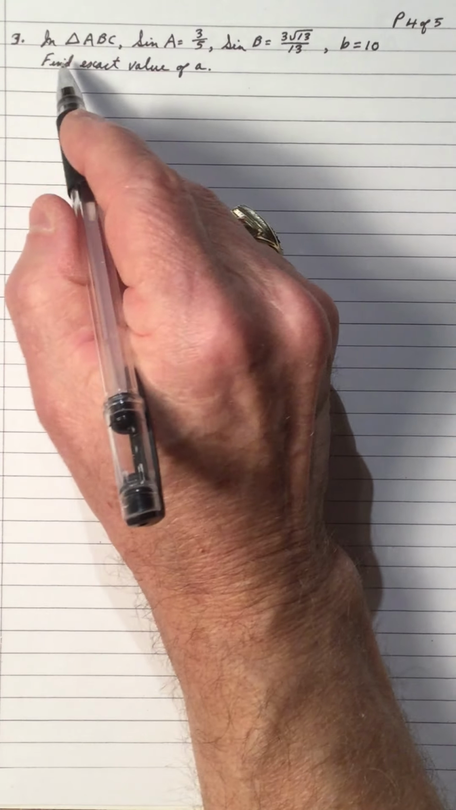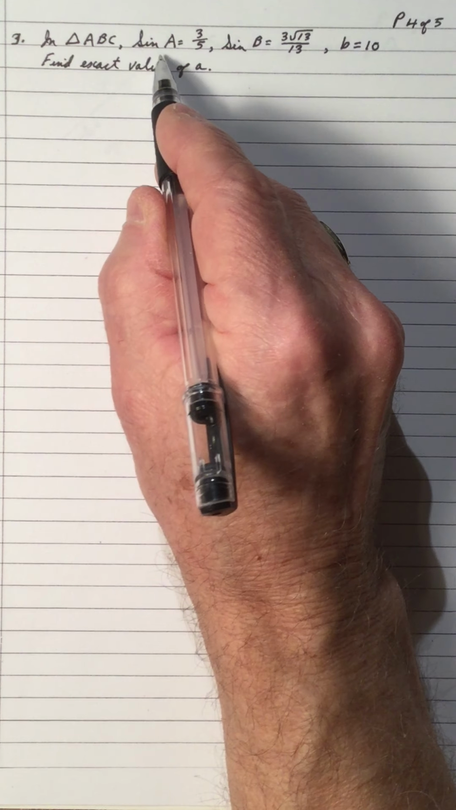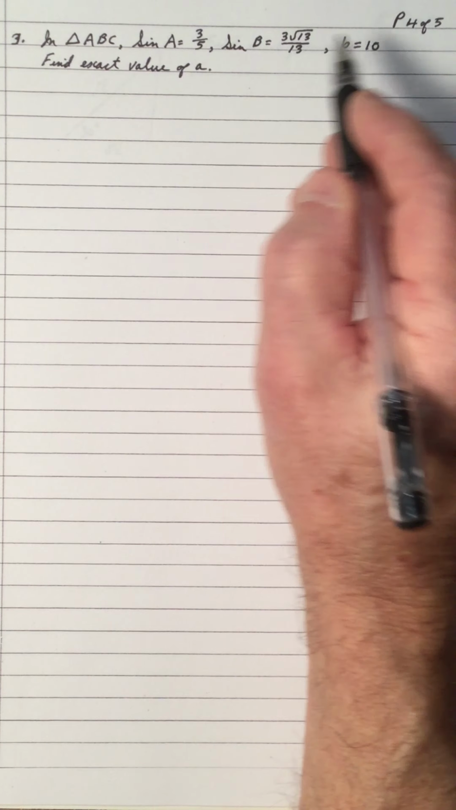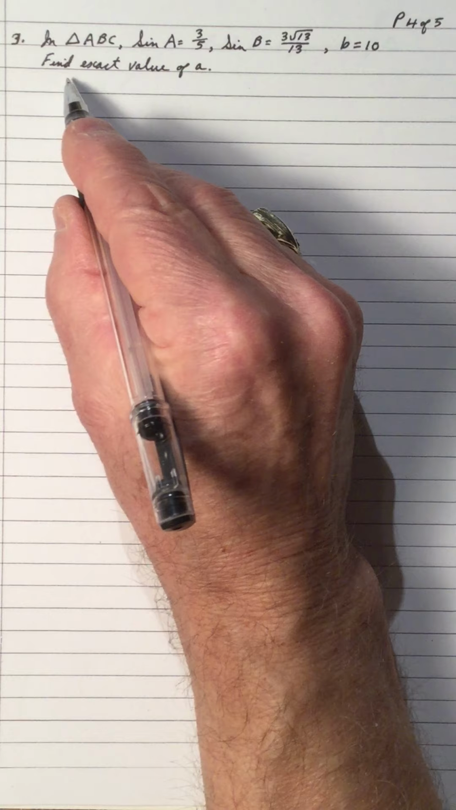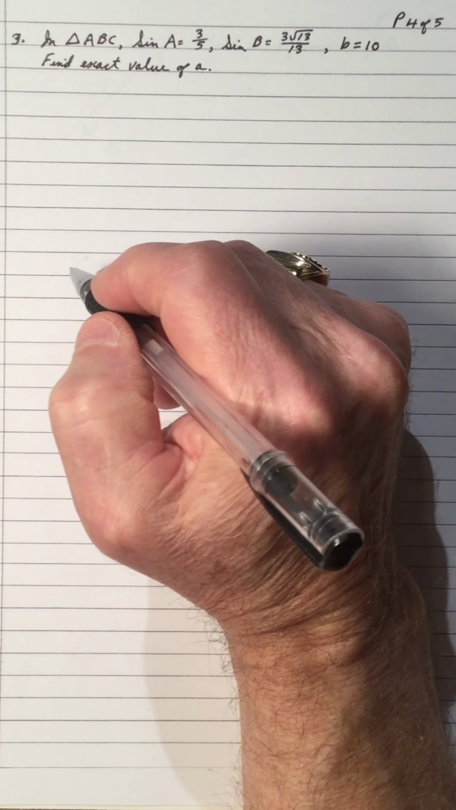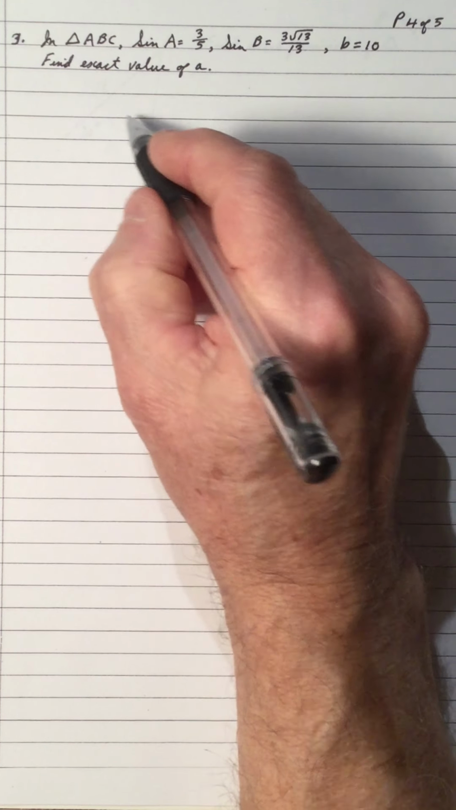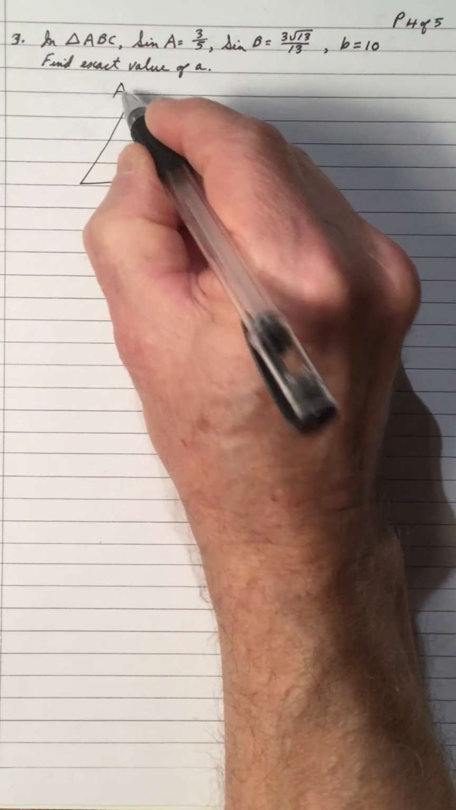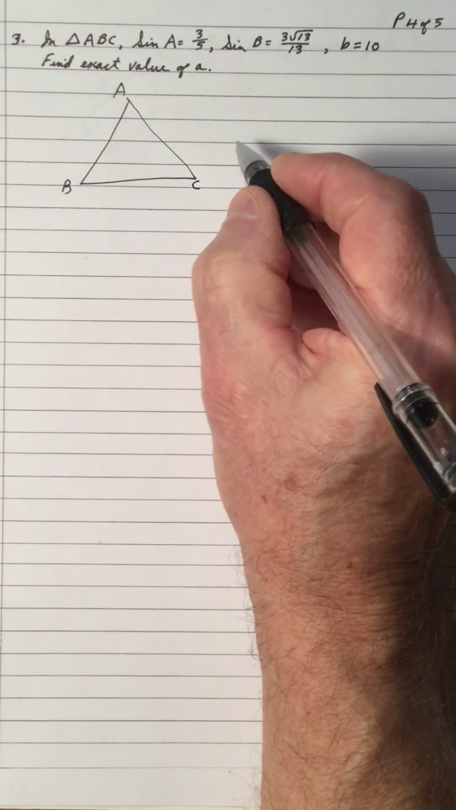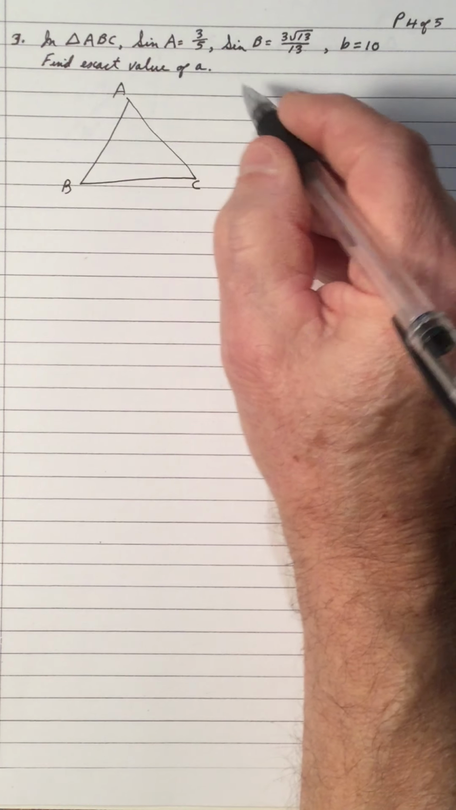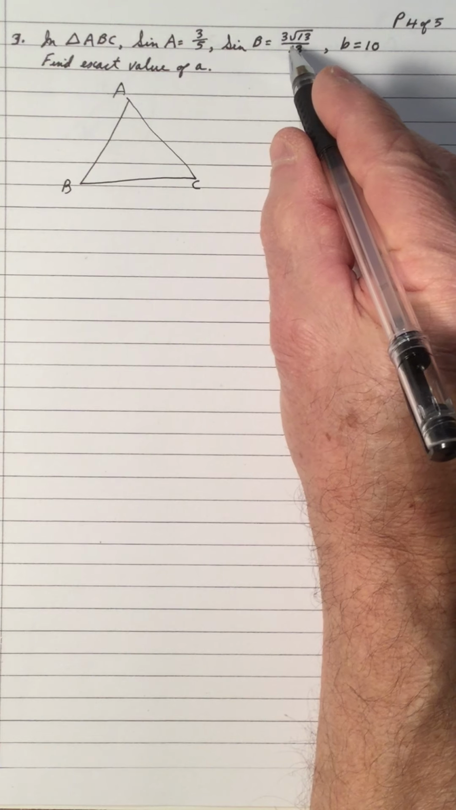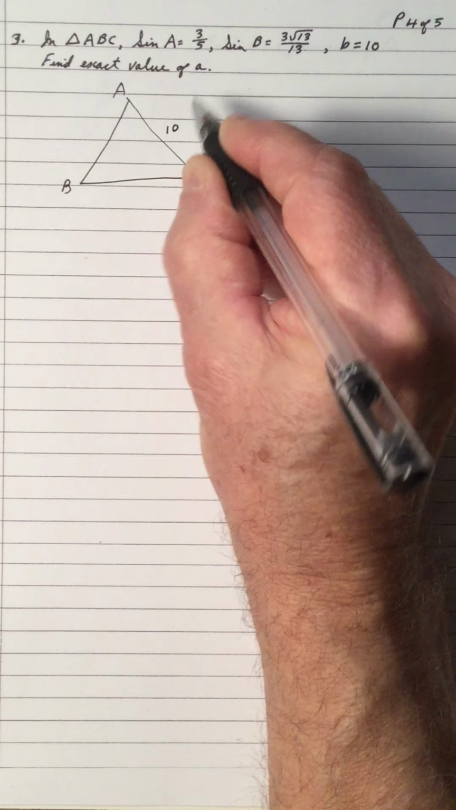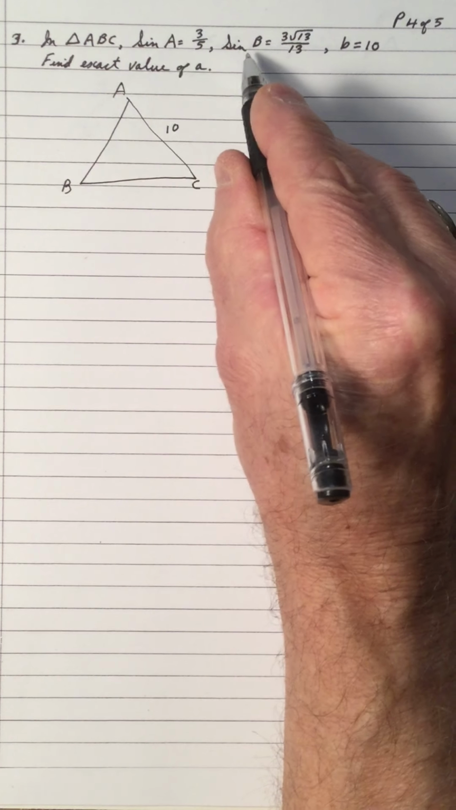Number 3. In the triangle ABC, sine of A is 3/5. The sine of B is 3 root 13 over 13. B is equal to 10. Find the exact value of A. Well, we have a triangle. That's A, B, and C. And it says the sine of A, sine of B, their ratios. B is 10. So notice we have sine A, sine B, and B.